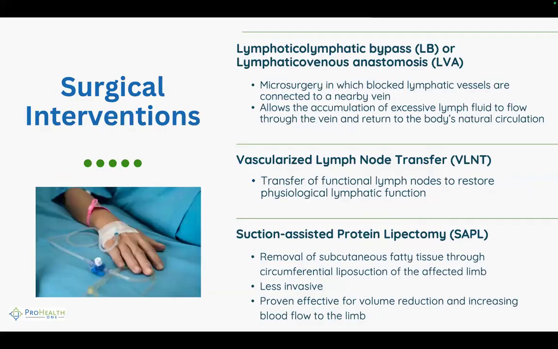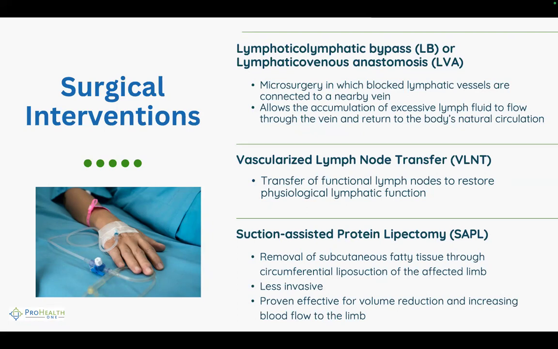There are some surgical interventions that can be used in lymphedema. These are not very commonly done, but it's important to know that they exist. There is a big word, lymphatic bypass surgery, that can be done. It's a microsurgery done to relieve blocked lymphatic vessels by connecting them to a nearby vein, so that it drains a little bit faster without going centrally.